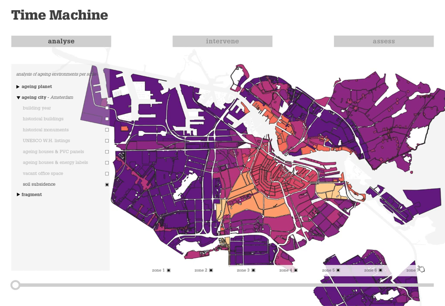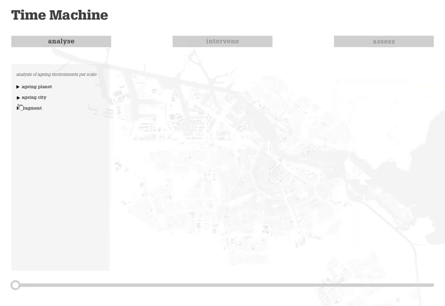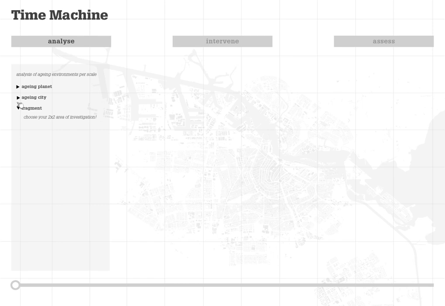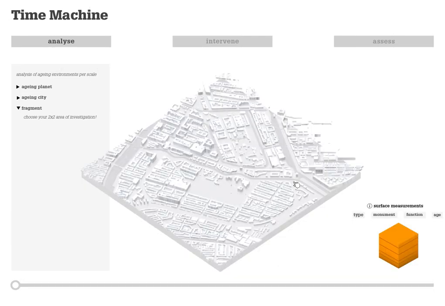Now we have a better understanding of the various aging processes that Amsterdam is subject to. Let's choose a 2x2 area of investigation. After, we can start intervening. Let's choose an area that is home to some of the aforementioned aging environments and to some of the aforementioned aging processes. Let's click on this area right here. This area is home to historical buildings, a significant amount of old dwellings, as well as subsiding land.